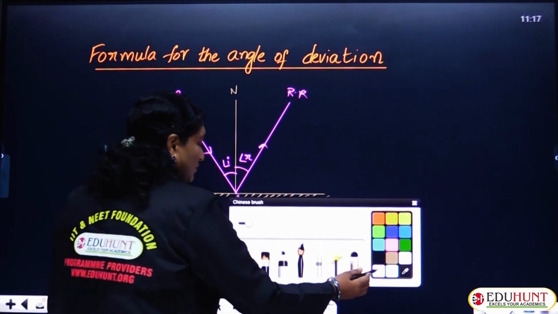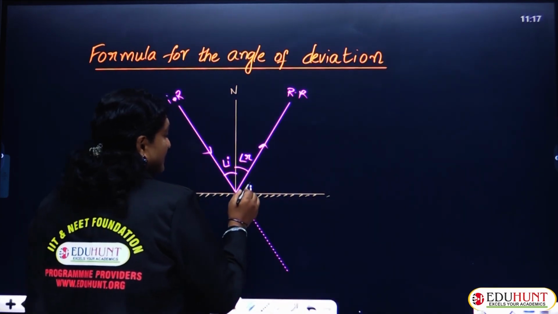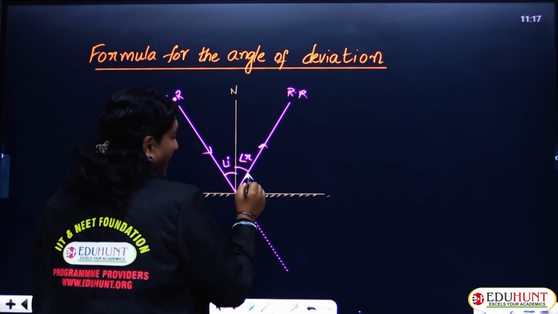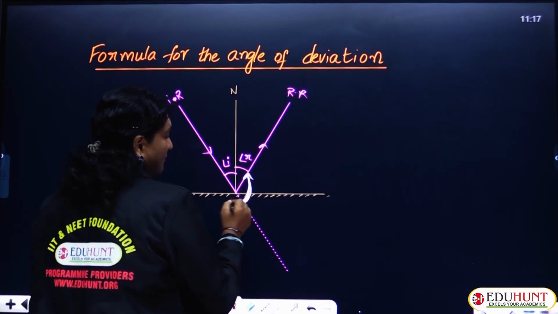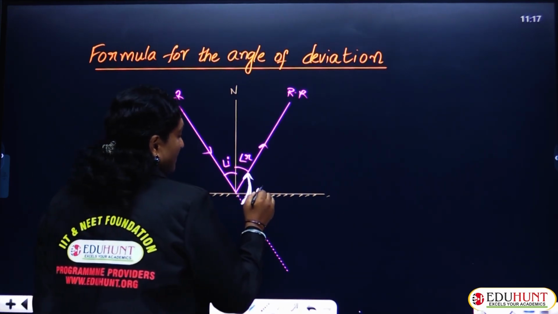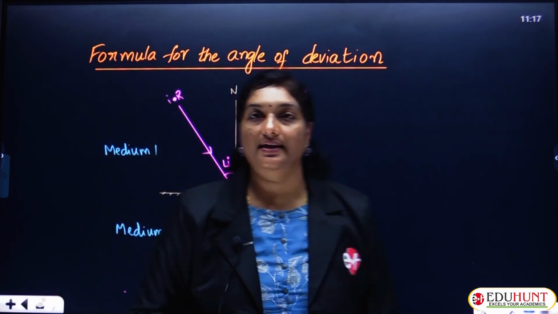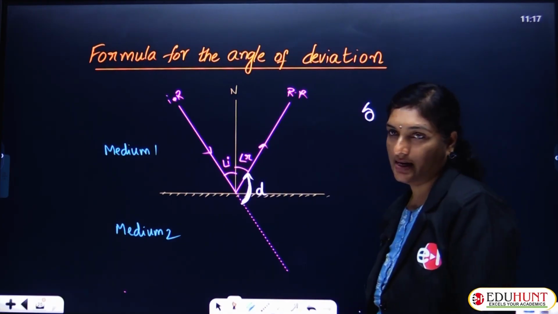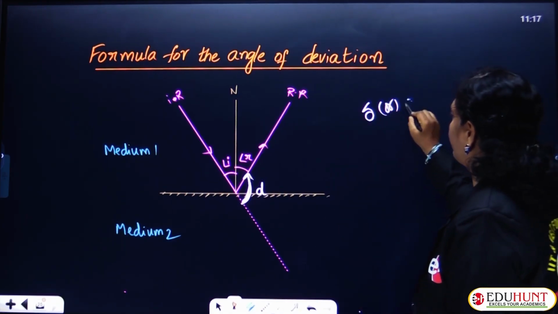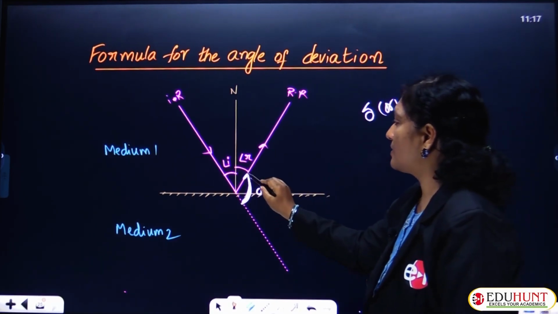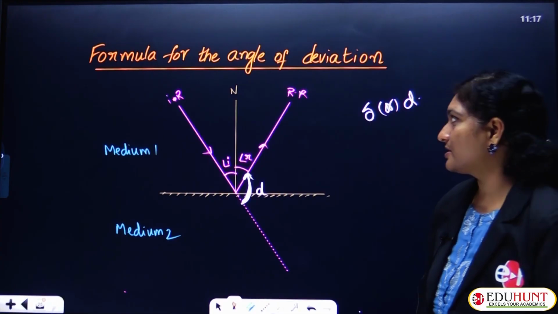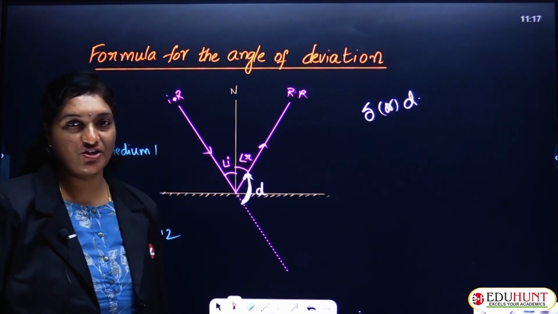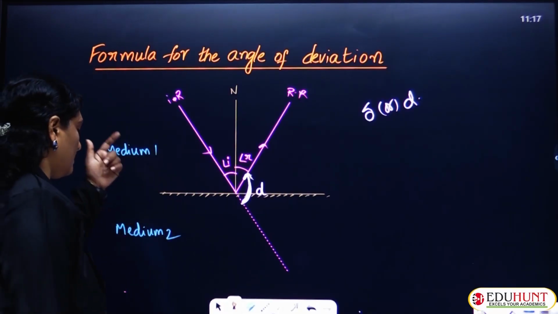So the angle with which the light ray has deviated its path from here to here, this particular angle is called your angle of deviation. And this angle of deviation is generally indicated with the letter D or delta. D or delta. Okay, so both are same. So this angle itself is called your angle of deviation. Now let us try to find out the value of angle of deviation in terms of I and R.